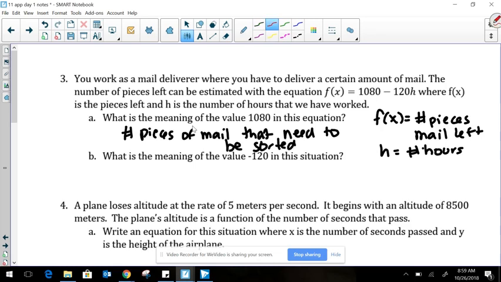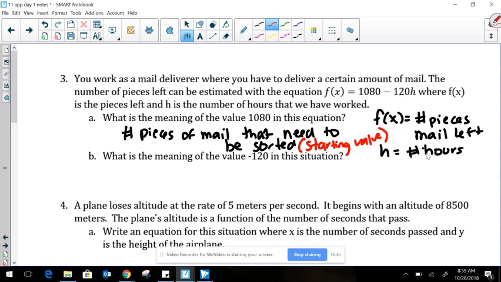And in parentheses, I'm going to write your starting value. That's what you're starting with. Okay, then this next part of the equation, it says minus 120 times h.